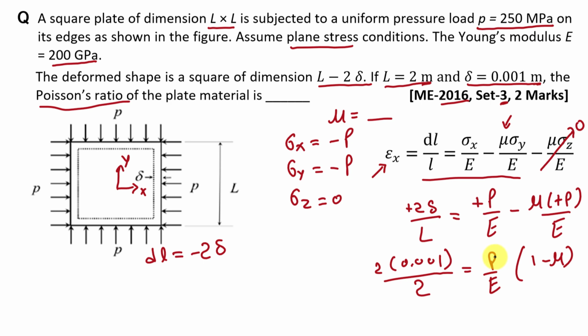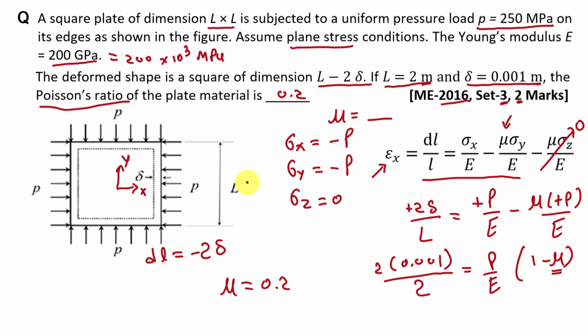Now here we have value of P in megapascal, so we have to take this Young modulus in megapascal. So this value will be 200 into 10 raised to 3 megapascal, right? And now we have to put these values here. So finally we will get value of mu, fine. If you calculate this value, then you will get mu is equal to 0.2, and here you have to write 0.2. That is the answer of Poisson's ratio of plate material, fine. And this question is for 2 marks.